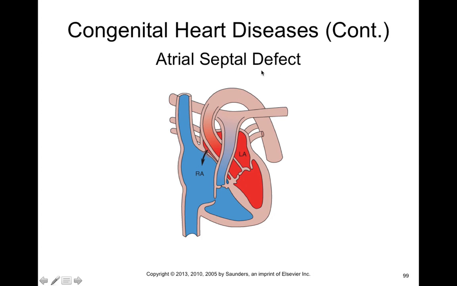But if the atrial septal defect is large enough, this can lead to a reduction in blood flow through the pulmonary and systemic circuits, and things like dyspnea and shortness of breath, possibly even cyanosis.